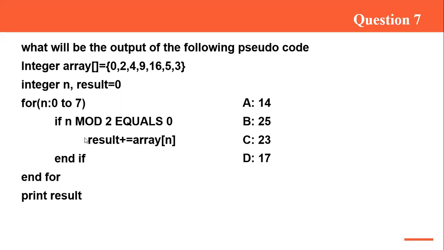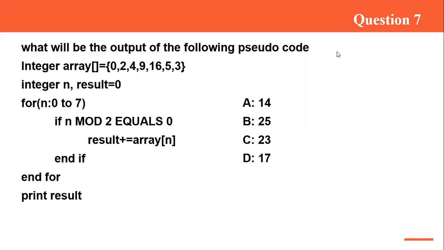Yeah, only indexes we have to check, because n is running from 0 to 7, right? And we are checking n mod 2 equals 0. And how do I define that it's an index? If you observe, we are writing array of n. Array of n, only when n is the index will we write it, right? So that means we have to consider n as index. So we are checking whether the index is even or not.